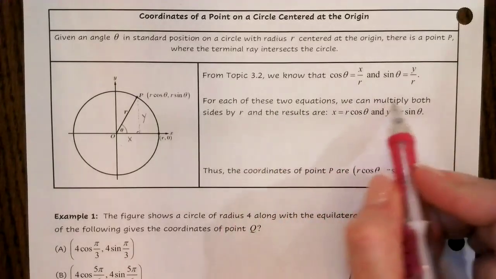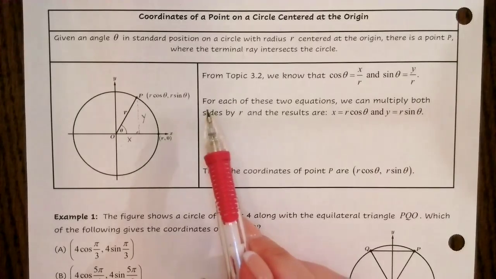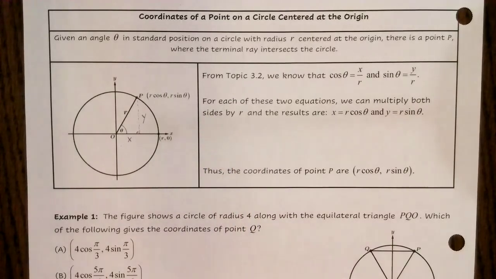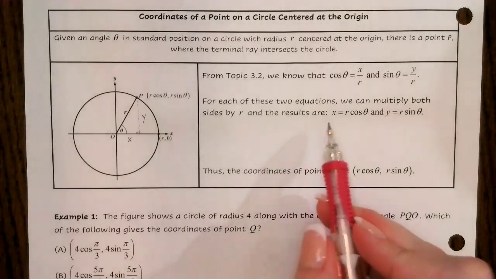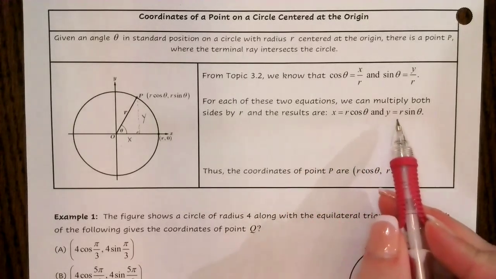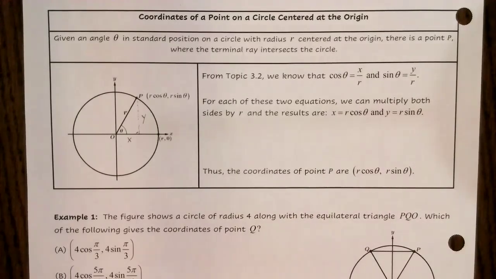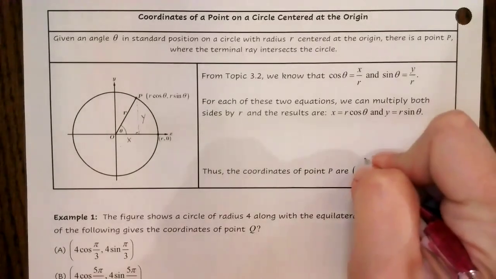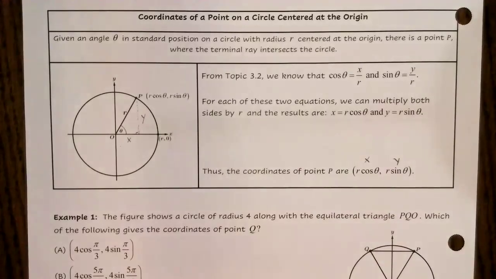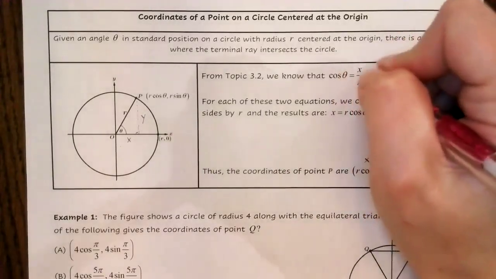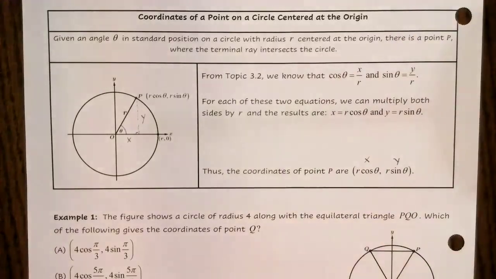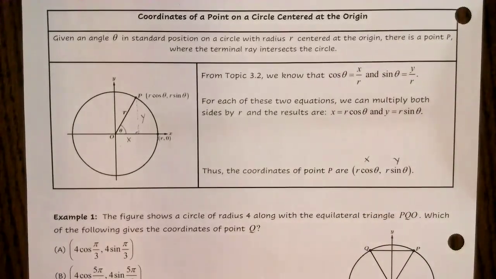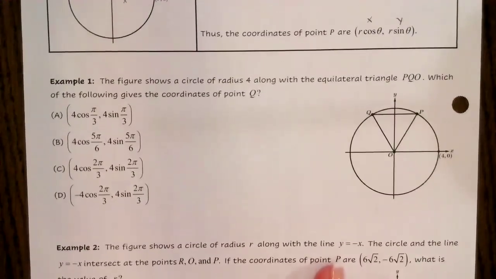So recall that from our last unit. We're going to use that for a second. It says for each of these two equations, we can multiply both sides by r, and the results are x equals r cosine of theta and y equals r sine of theta. Thus, the coordinate points P are r cosine theta, r sine of theta. So this would be the x value, this would be our y value. And again, we got that with cross multiplication. We can solve for this x by multiplying that r to the other side. So the x value comes from the radius times the cosine of theta, and the y value comes from r sine of theta. So we're going to look at some questions that would need that.